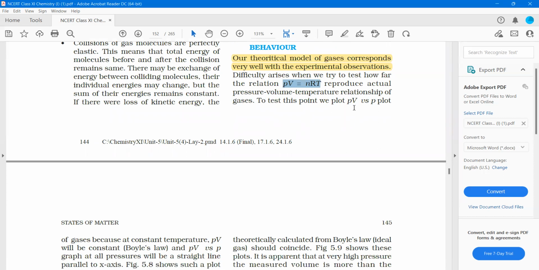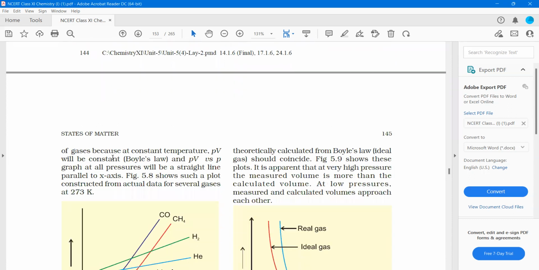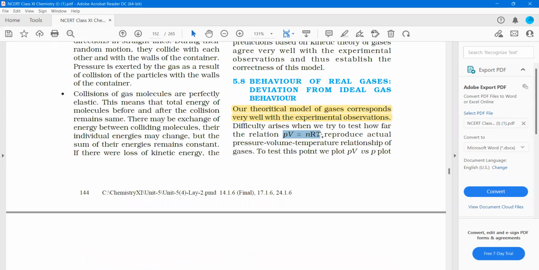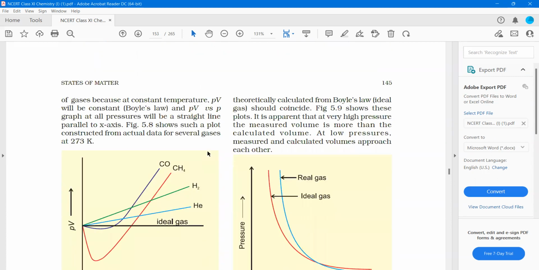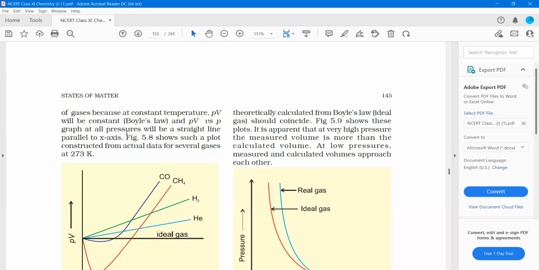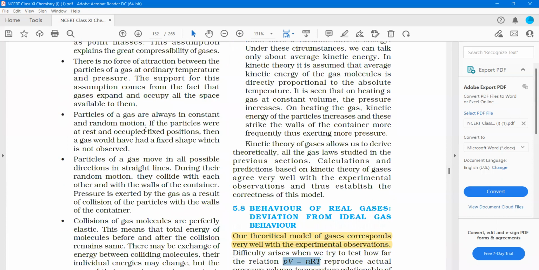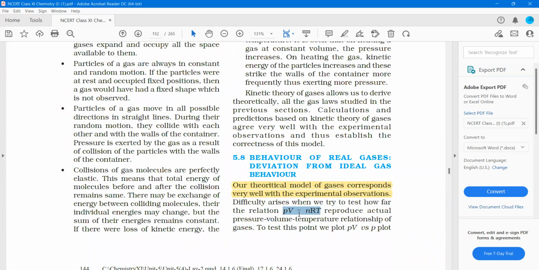To test this point, we plot the PV versus P plot of gases, because at constant temperature PV will be constant, right? So PV at a constant temperature equals a constant. If we plot PV versus P, then what will happen? The PV versus P graph at all pressures will be a straight line parallel to the x-axis. That means PV equals a constant, right? So let me write.